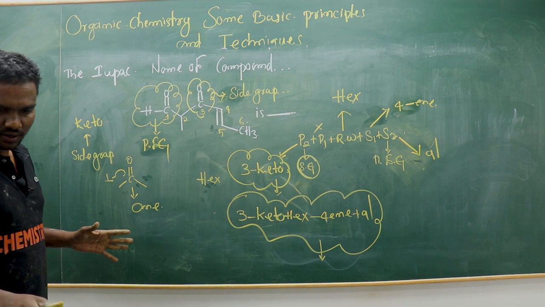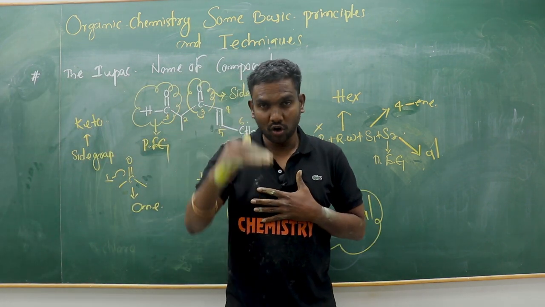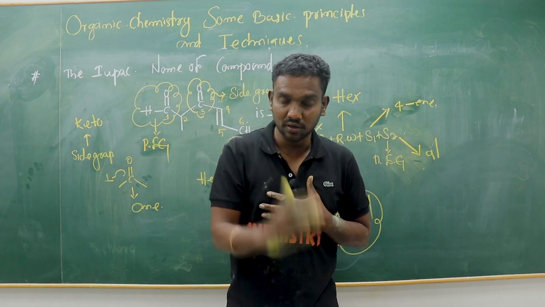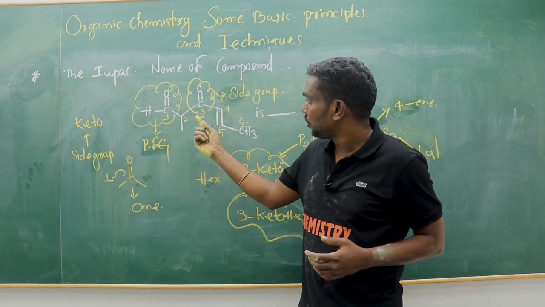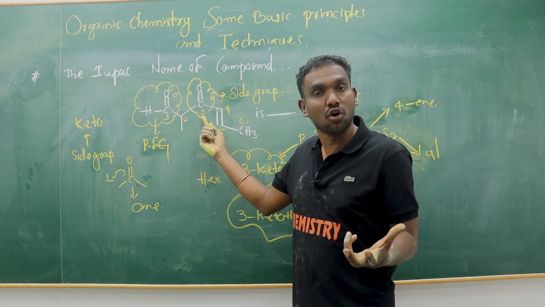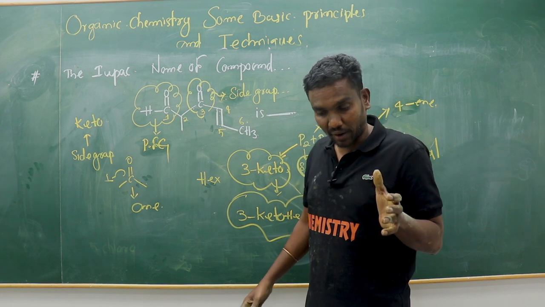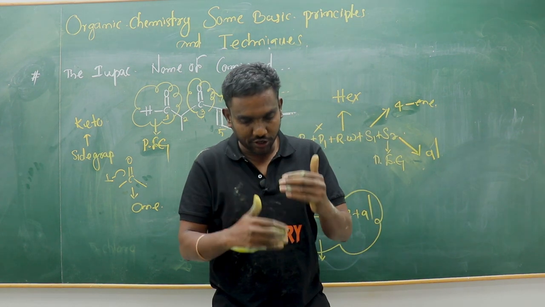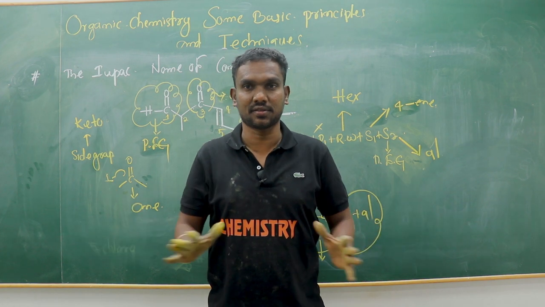First of all, you have to learn that priority order. You must learn it, because if it is not learned, you will not identify which one belongs to the principal functional group and which one belongs to the side group. So learn the functional group priority order under any circumstances.